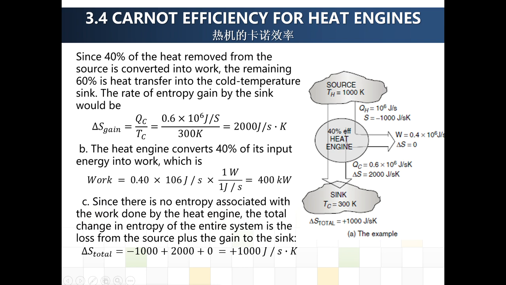Since there is no entropy associated with the work done by the heat engine, the total entropy change is equal to the loss from the source plus the gain into the sink. So minus 1000 plus 2000 plus 0 will be equal to 1000 joules per second Kelvin. So the total entropy gained during this process is 1000. Now, this completes section 3.4.